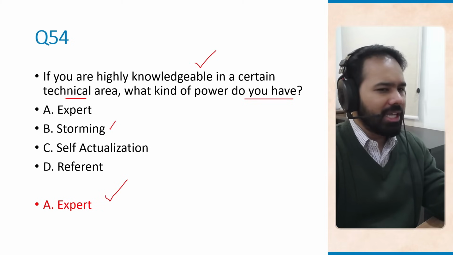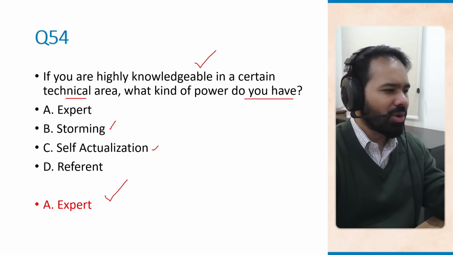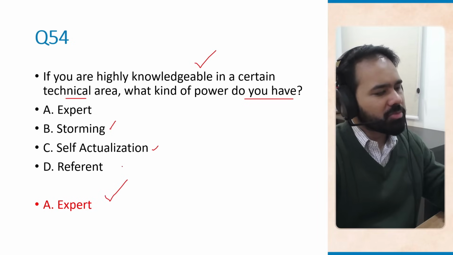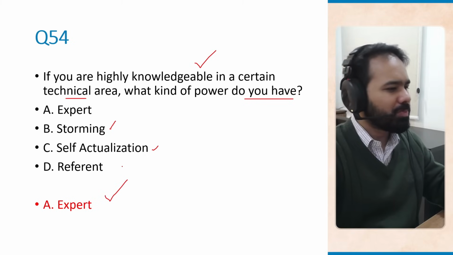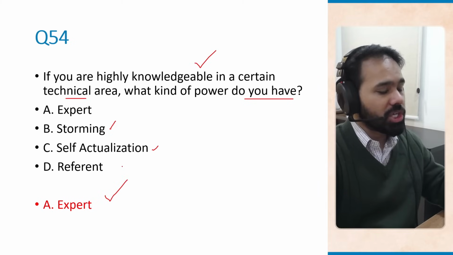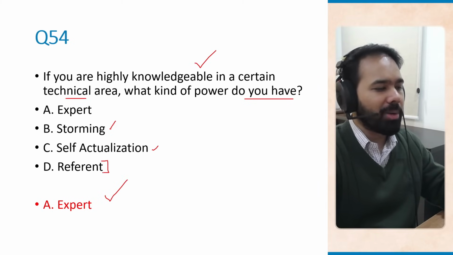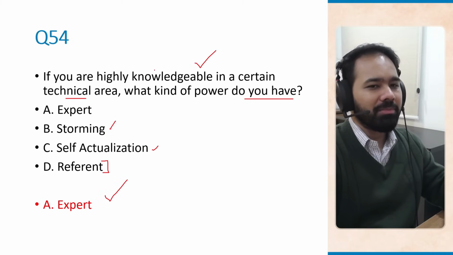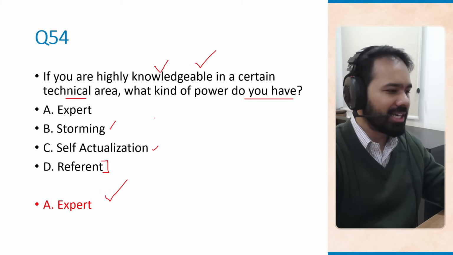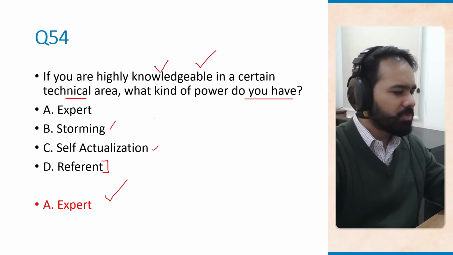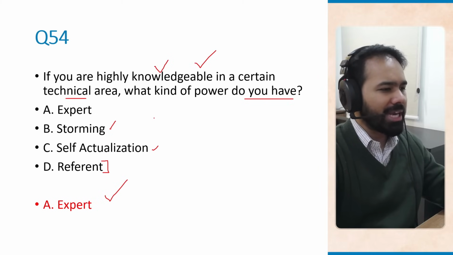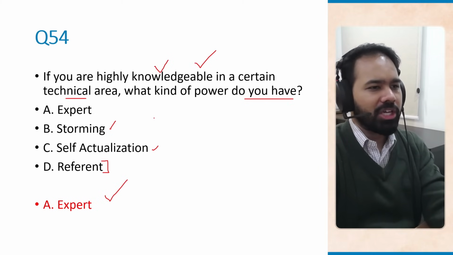Storming is a team development stage. This is not a type of power. Self actualization is from Maslow's hierarchy. This is also not a type of power. Referent power comes from charisma, respect, and relationships. This is not technical expertise. So this is a kind of power, but it is not being highly knowledgeable in a certain technical area, right? There are different types of power in project management. Definitely look at the video next to question 54 in the description below.